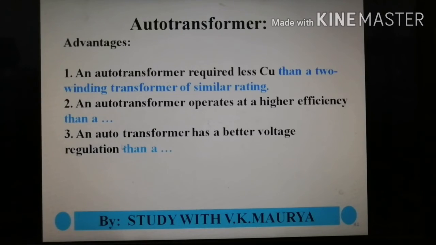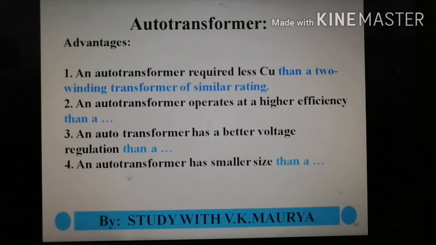Third one, an auto transformer has better voltage regulation than a two winding transformer of the same rating. Yes, why is voltage regulation better? Because the difference in the secondary voltage between no load and full load is very less.